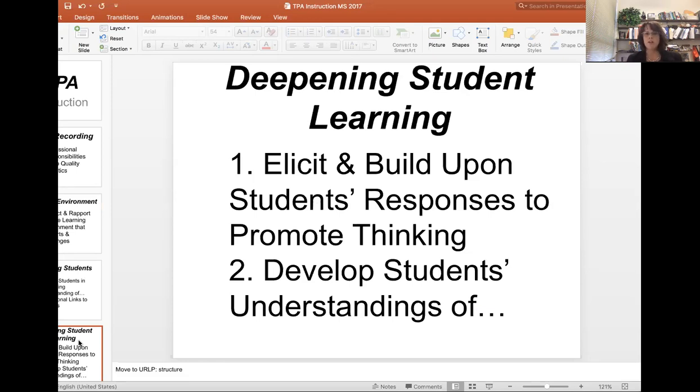Okay. And then, of course, in deepening students' learning, how are you asking questions? How are those students' responses, and how do students respond to each other, maybe to promote thinking, all the while really developing the students' understandings of your content area. That's really what that's about.